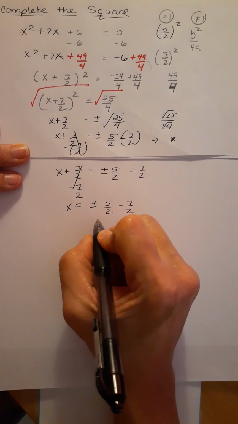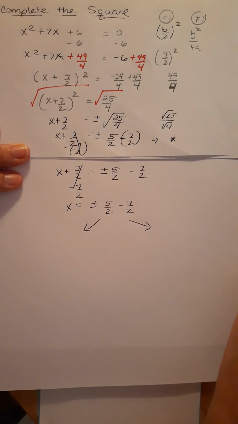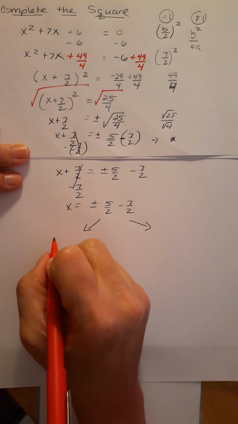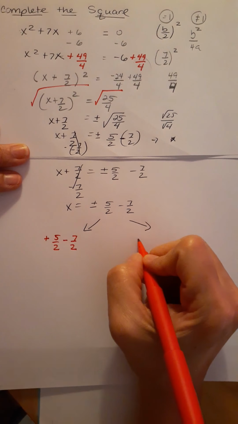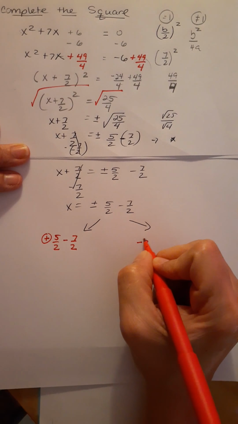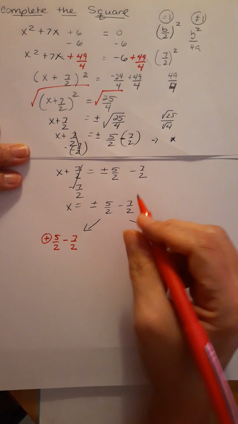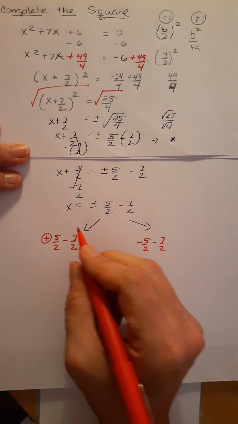I'm going to start with this, which has to be broken up into 2 pieces because there's a plus or minus. 5 over 2 minus 7 over 2, that's the plus. And then the minus 5 over 2 minus 7 over 2. I have to do that because it's going to affect how the subtraction goes.